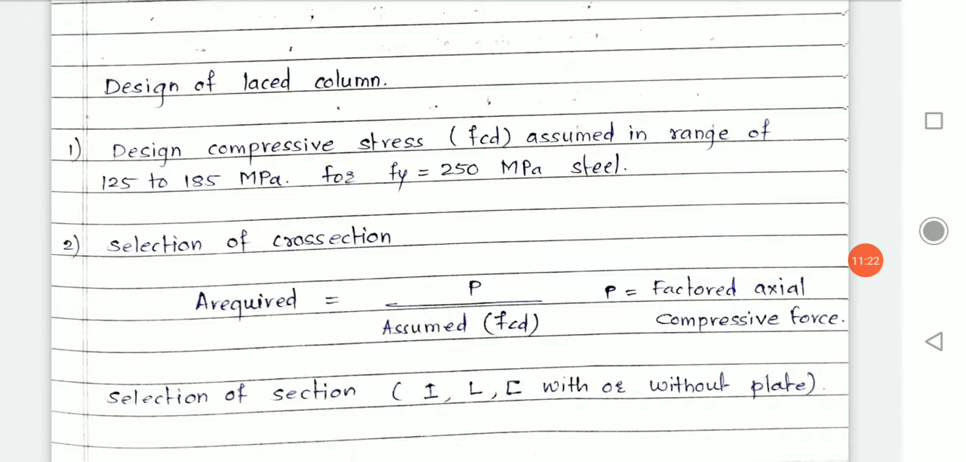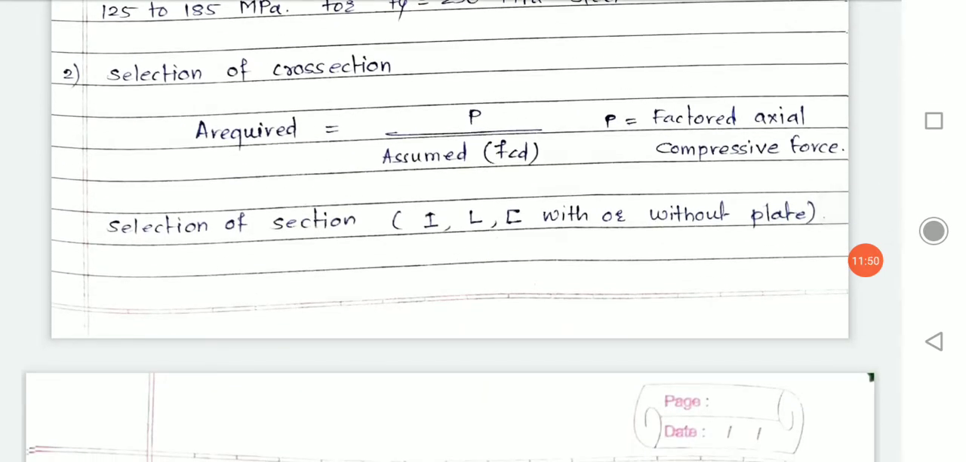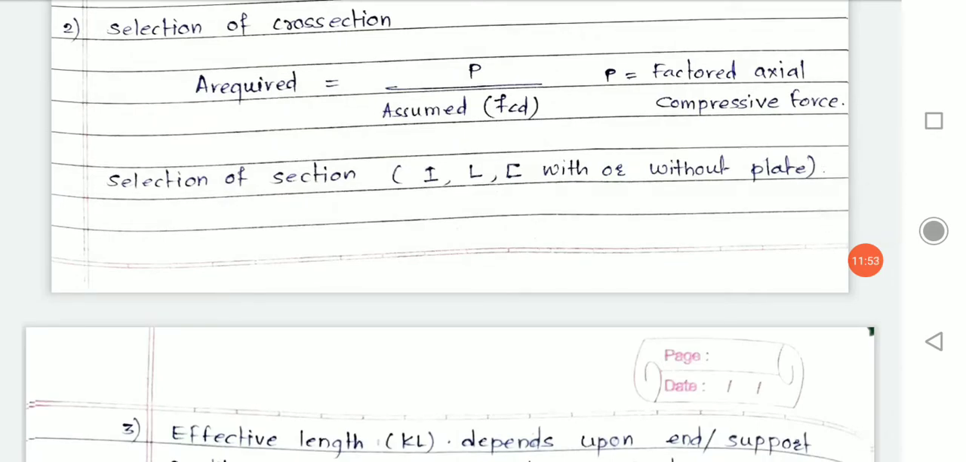FCD we already assumed, from the range of 125 to 185, that is given to us, or that we assumed from our side, and the factored axial compressive force. This is the force mentioned in your question. They will mention that this much force is coming across your section, and you need to design your section against this loading. Once you know the area required, you will select a section from the steel table, which can be an I section, angle section or channel section, with or without plate.